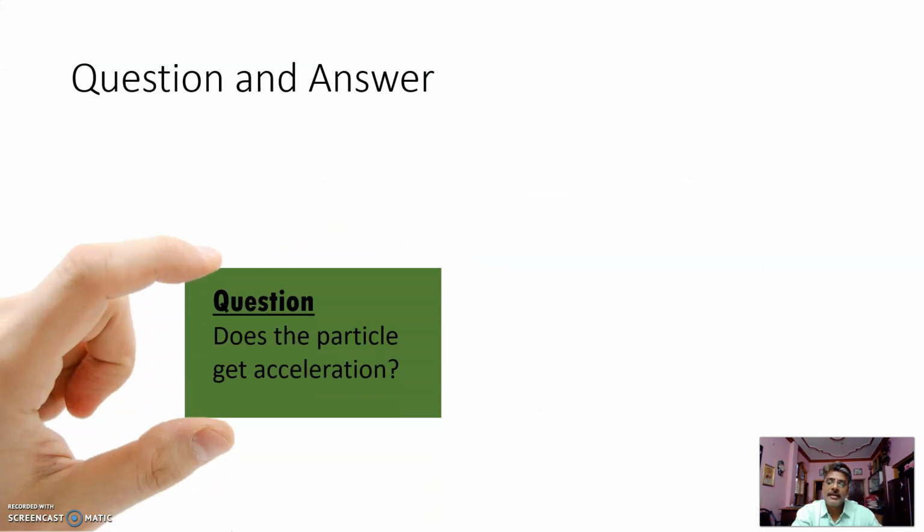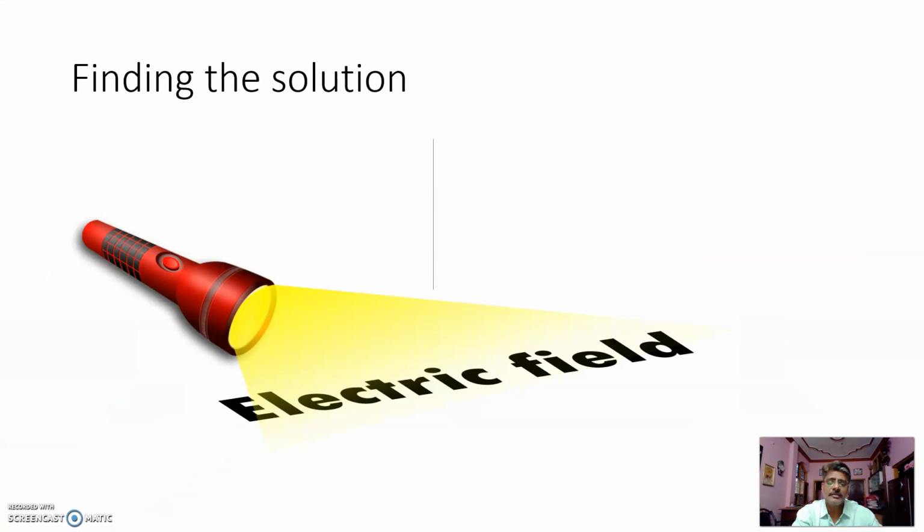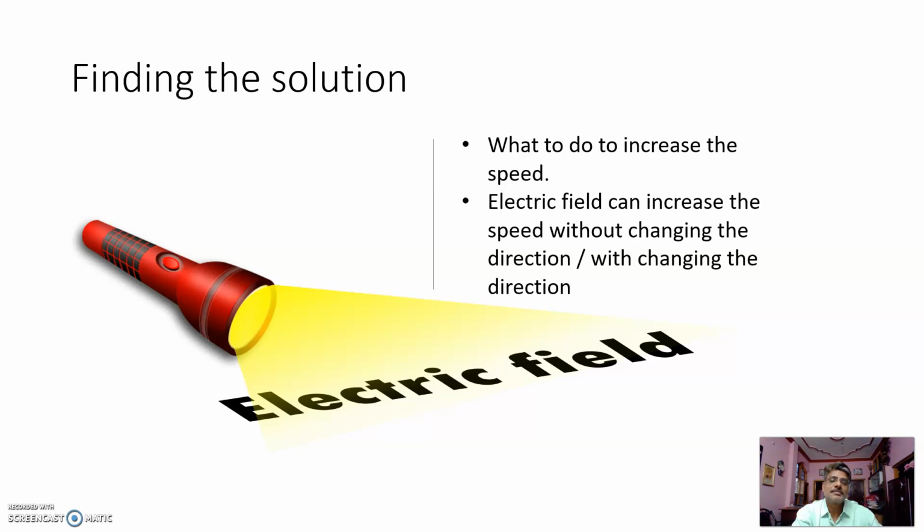Now see here, does the particle get acceleration due to the magnetic force? Of course, yes, because the particle is moving in a circular motion, and every particle in circular motion is subjected to centripetal acceleration. Then if you really want to speed up the particle, what to do? Yes, we can increase the speed, with or without changing the direction, with the help of electric fields.